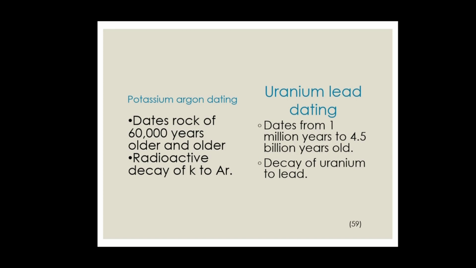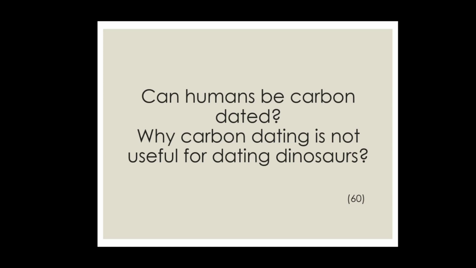So we already said that there are different methods used in geological dating. Here we are moving on to two types on the basis of comparison, that is the potassium argon dating and uranium lead dating. The potassium argon dating is used to date rocks 60,000 years old and older. However, uranium lead dating is used to date rocks whose age is from 1 million years to 4.5 billion years old. In potassium argon dating, as the name suggests, it is based on the radioactive decay of potassium into argon, whereas in uranium lead dating, it is based on the decay of uranium to lead.